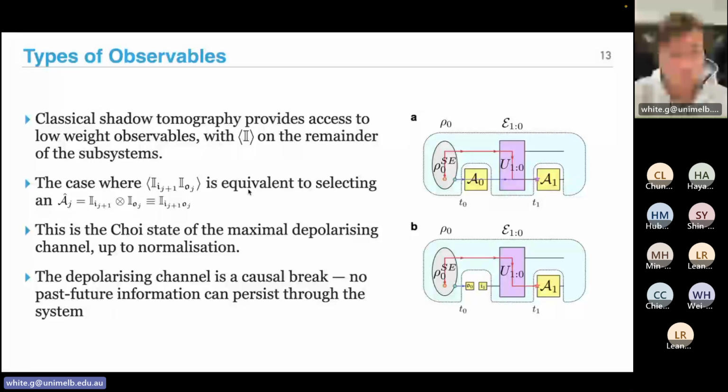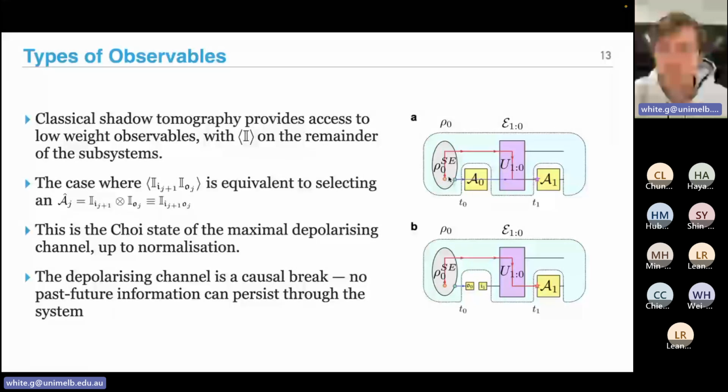What's interesting about this is that the depolarizing channel is actually a causal break. So what I mean by a causal break, let's consider these two pictures here. Say you apply some generic A0, then information can persist. So we apply some A0 at time t0 and we apply some A1 at time t1.